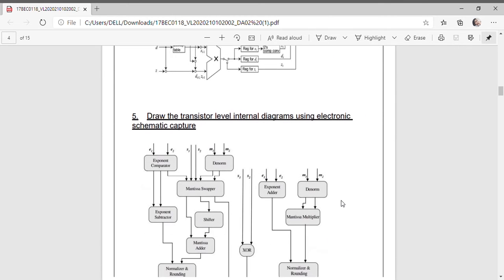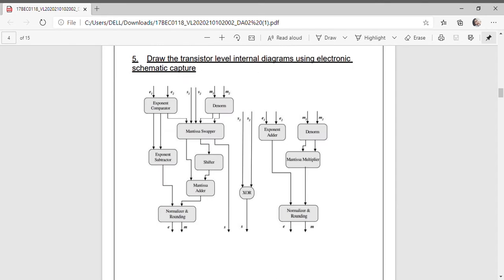Going to the next question. Draw the transistor level internal diagram using electronic schematic capture. So this is the transistor level internal diagram. This flowchart perfectly explains how the algorithm takes place, and I drew this with the help of Draw.io software.